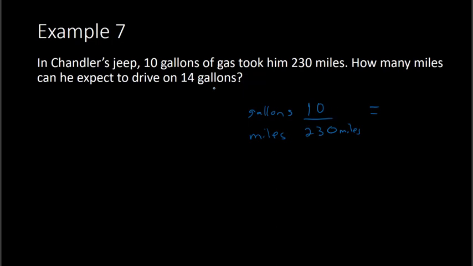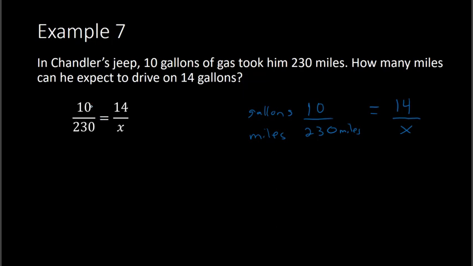So for scenario 2, we are asked to determine how many miles can he drive on 14 gallons. So gallons were on the top over here. I need to put gallons on the top over here for scenario 2. So that's going to be 14 on the top. And the question is asking how many miles can he drive. So the number of miles is in the bottom, and that's your unknown. So that will be our x value. So my proportion is 10 over 230 equals 14 over x.